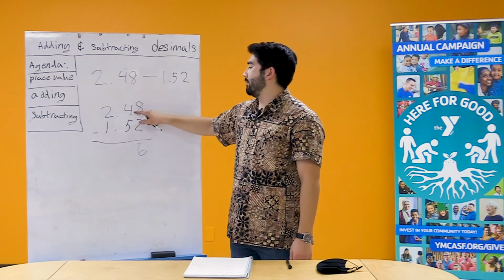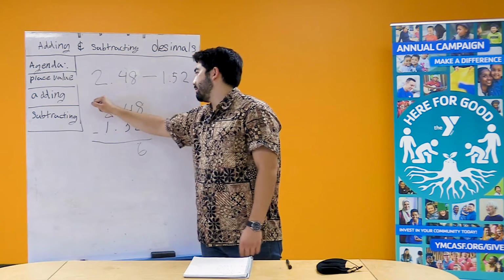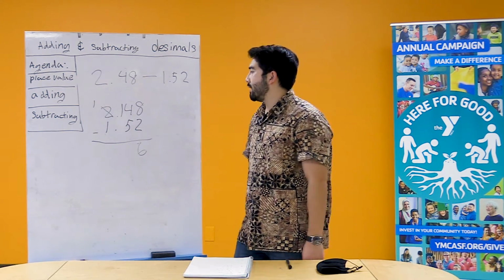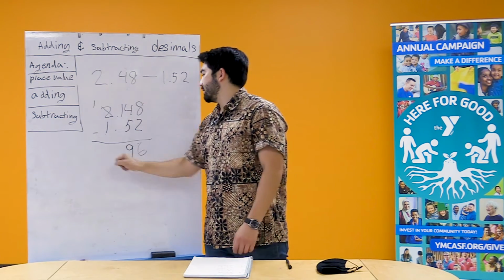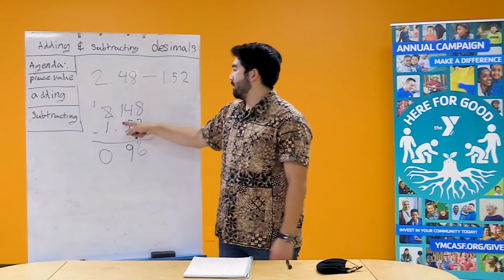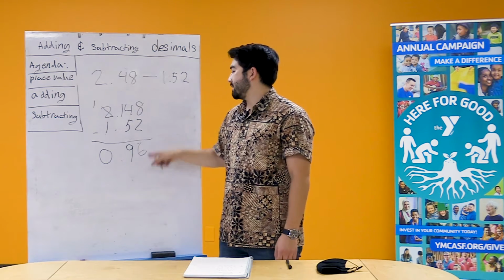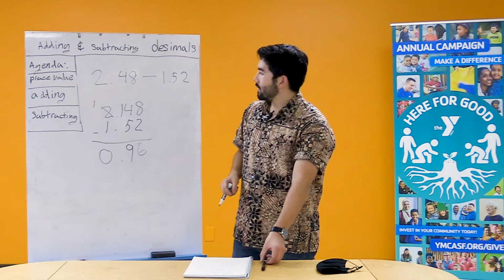Ooh, but what's 4 minus 5? We can't do that, so we're going to have to borrow. So cross off the 2, make it a 1, bring over a 10. Okay, so what's 14 minus 5? That is going to be 9. 1 minus 1 is 0. We make sure to bring down our decimal, and our answer is going to be 0.96, or 96 hundredths.